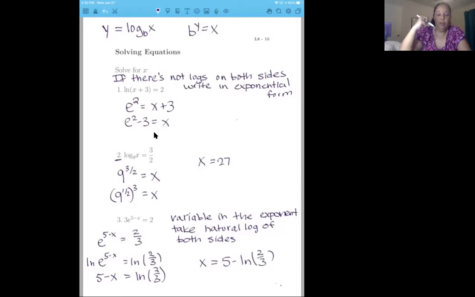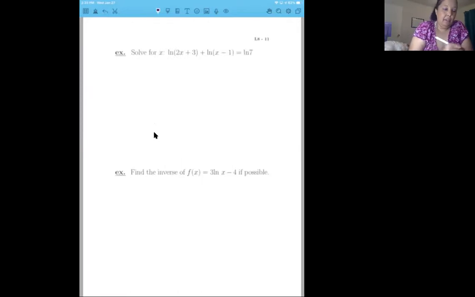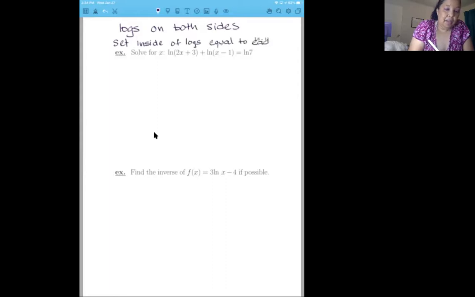So this is when there is a variable in the exponent. You have to take the natural log of both sides. Now we did these logarithmic equations when there was not a log on both sides. Now we have logs on both sides. What we're going to do is set the insides equal to each other. But they have to be just one log on each side.